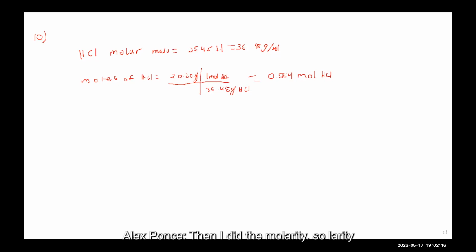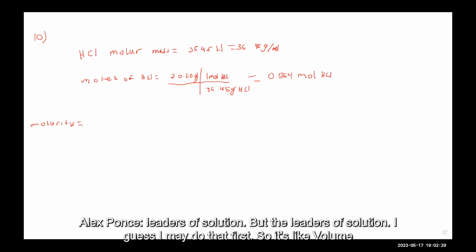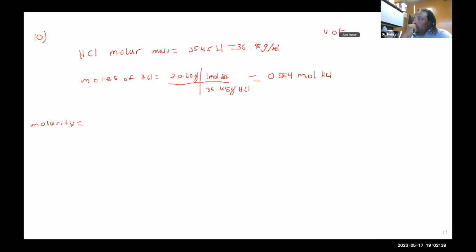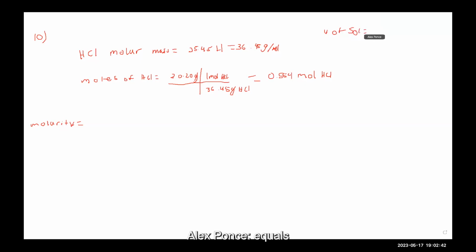Then I did the molarity. So molarity equals moles of solute over liters of solution, but the liters of solution, I guess I need to do that first. So it's like volume V, I'll just put V if that's fine, of solution, equals the 0.554 mole HCl divided by the... oh, I'm sorry, I'm all over the place here.